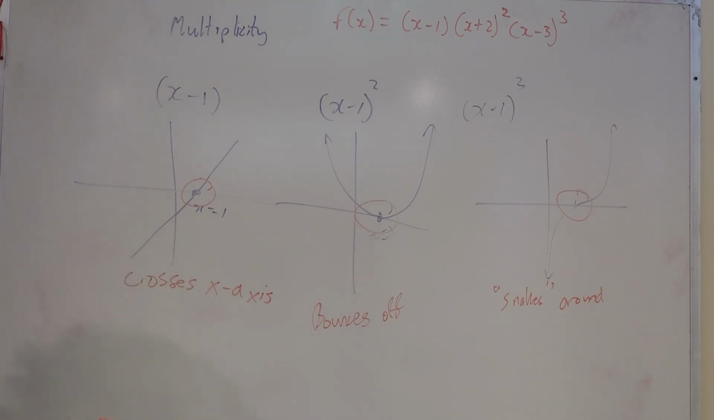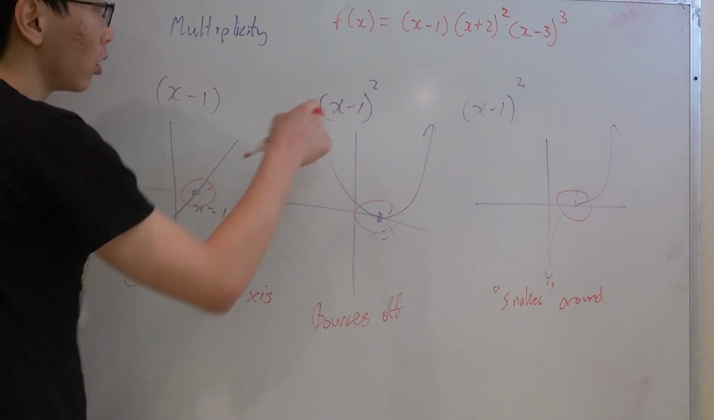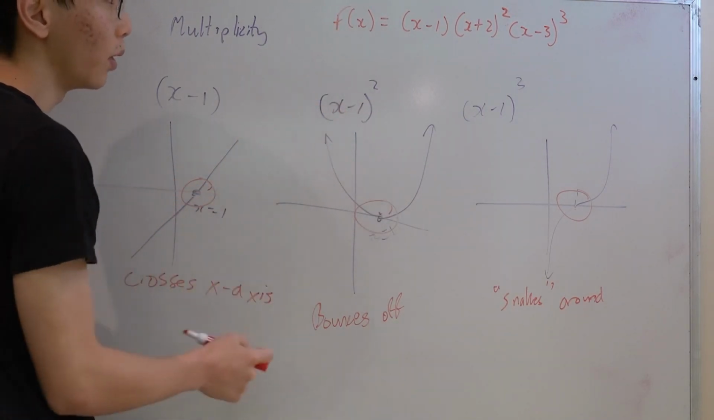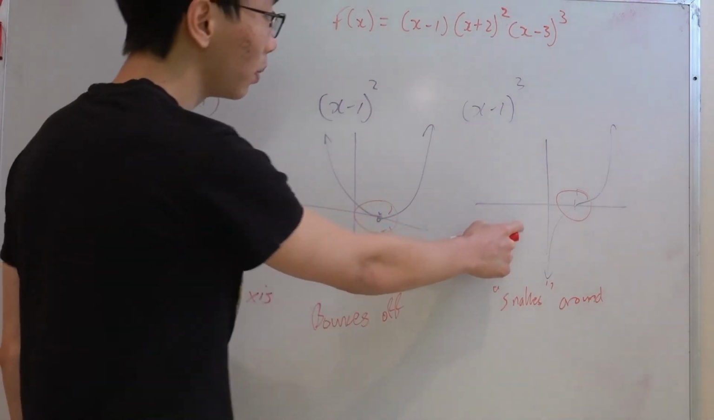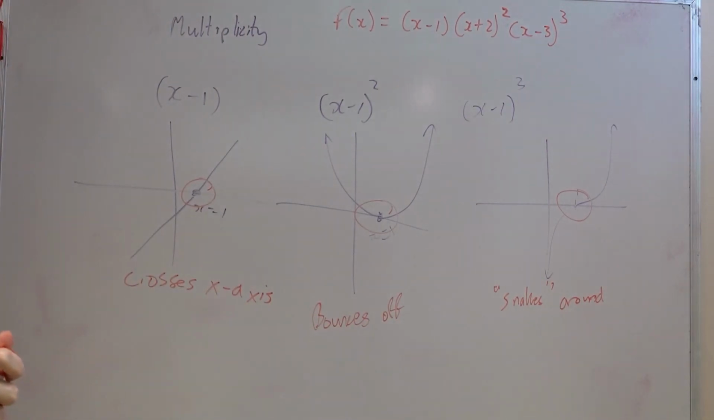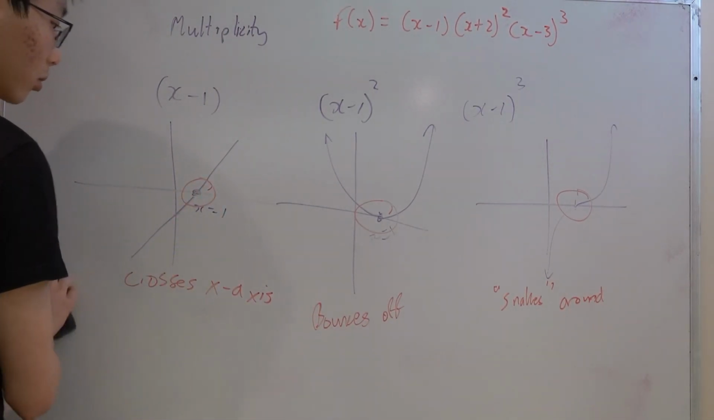So whenever you have a root, we'll call these factors. Whenever you have a factor of multiplicity 1, it will always cross the x-axis at that root. Here, we have a factor of multiplicity 2. It will bounce off the x-axis at that point. And here, when we have a multiplicity of 3, it will snake around it at that point. Okay? So here is your general rule. Here's your general rule.